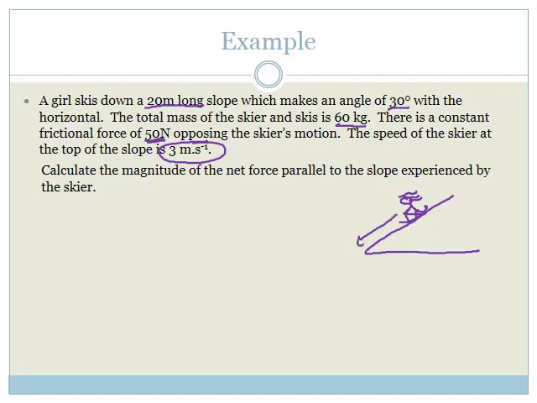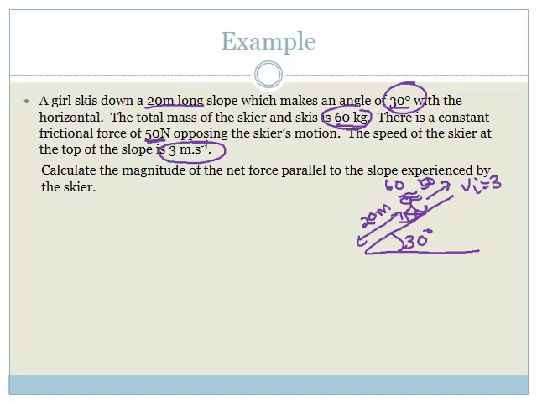And she is skiing down a slope which is 20 meters long. It is making an angle of 30 degrees with the horizontal. The total mass of the skier and skis is 60 kgs. And there's a force of friction opposing of 15 newtons. And at the top, your Vi is 3 meters per second.